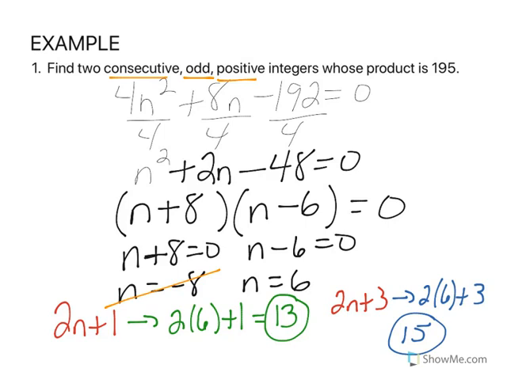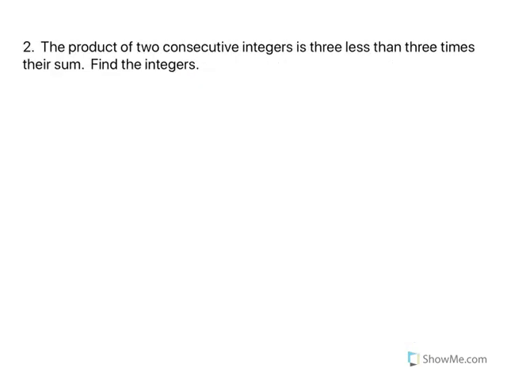The harder one is on the next slide, where writing the equation is a little more involved. So we're looking for the integers where the product of two consecutive integers is 3 less than 3 times their sum. So, again, keywords. Consecutive integers. And the rest of it is going to be stuff we're going to need for our equation. So I'm going to need 3 less than 3 times their sum. That's going to help us when we write the equation, as well as the word product.